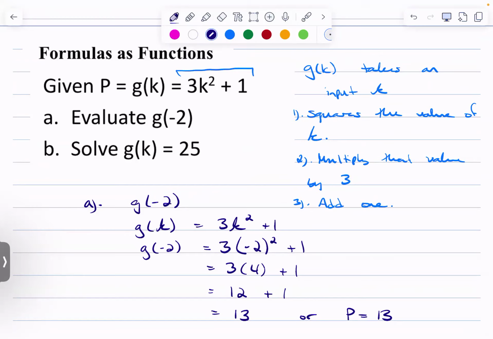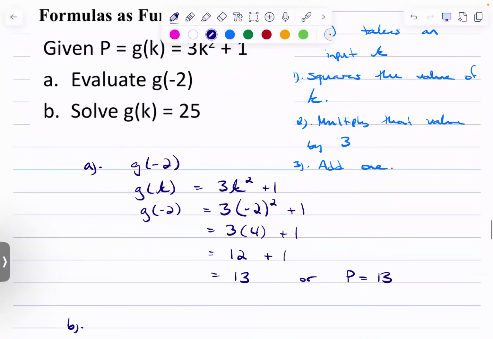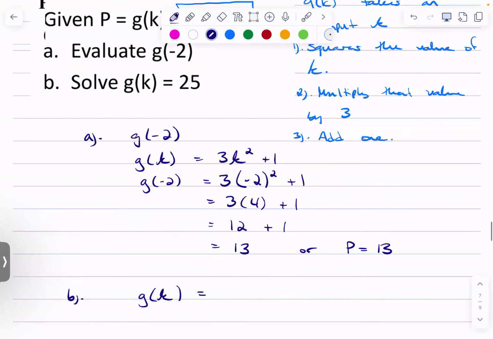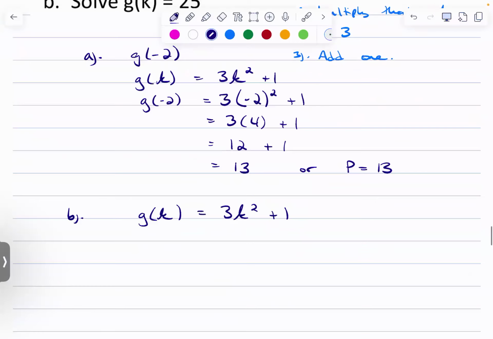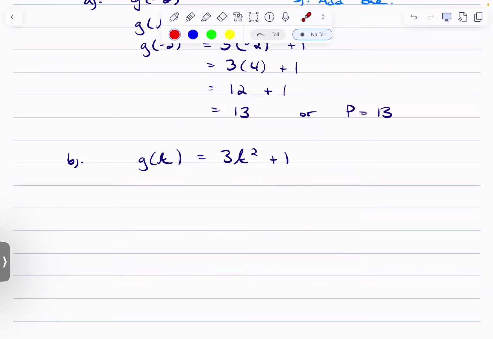What if we have to solve g of k is equal to 25? Uh-oh. So we're given g of k. Let's just start with our generic g of k is 3k squared plus 1. We're told g of k is 25. So what I'm going to do on this left-hand side is I'm going to replace it with 25.